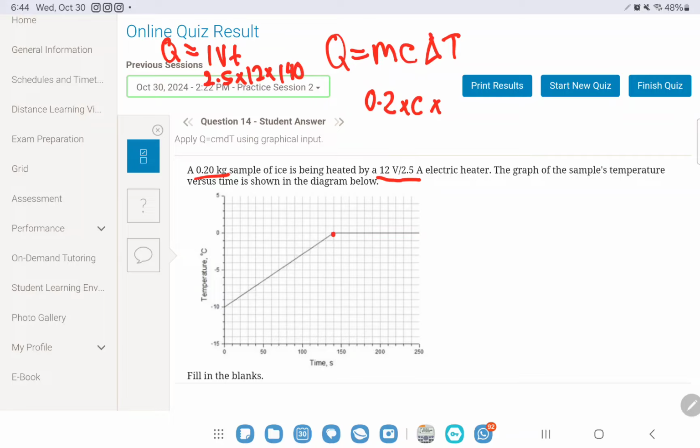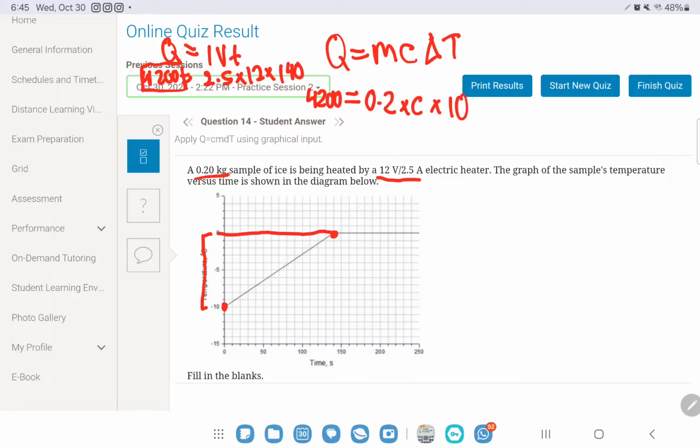2.5 times 12 times 140 is going to be 4,200. Since it's 4,200, we know that this is 4,200. So now what's delta T? We look at this point here and we look at this point here. Temperature at this point was 0. Temperature at this point is 10. You take the difference. So our difference is 10.